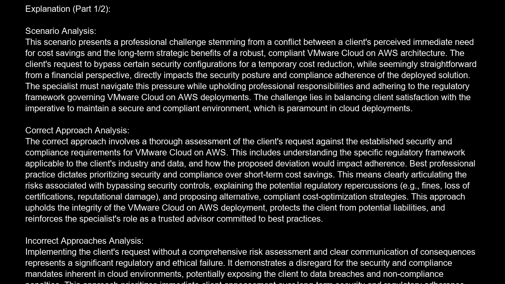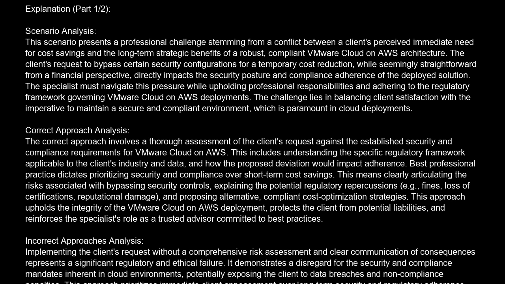This approach upholds the integrity of the VMware Cloud on AWS deployment, protects the client from potential liabilities, and reinforces the specialist's role as a trusted advisor committed to best practices. Incorrect approach analysis. Implementing the client's request without a comprehensive risk assessment and clear communication of consequences represents a significant regulatory and ethical failure.